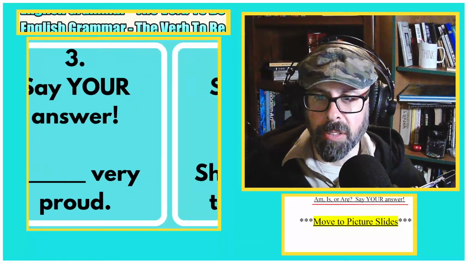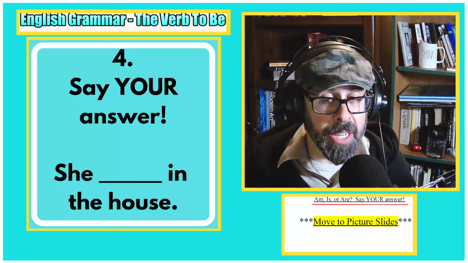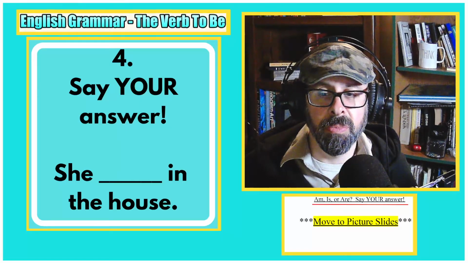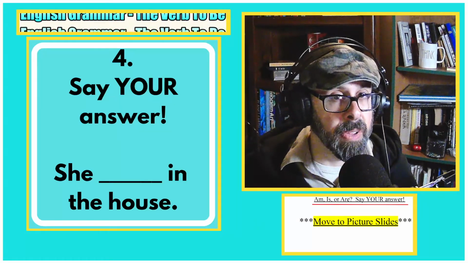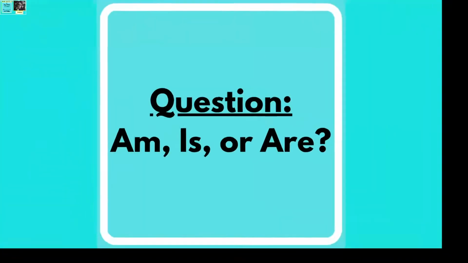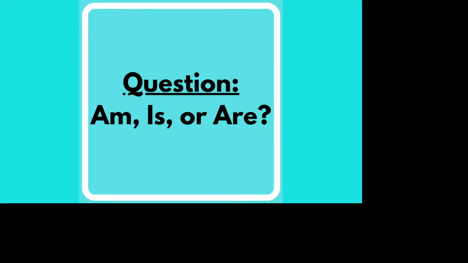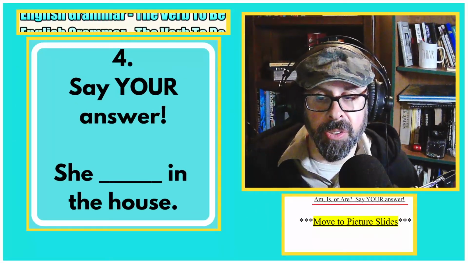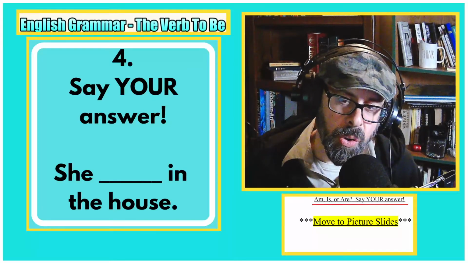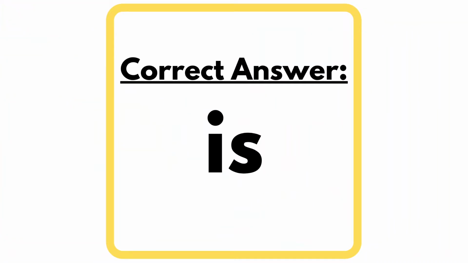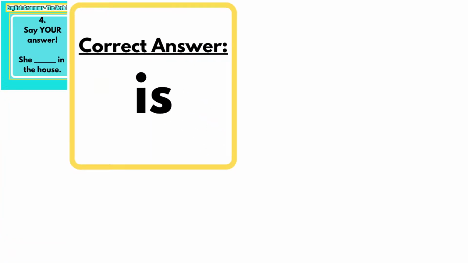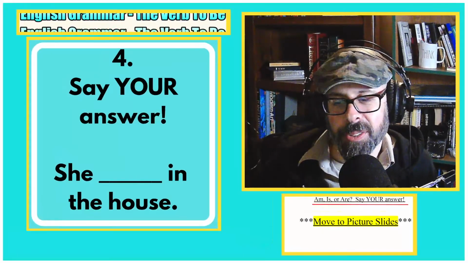Number 4, say your answer. She, blank, in the house. Which one is correct? Am, is, or are. She is in the house. Correct answer, is.